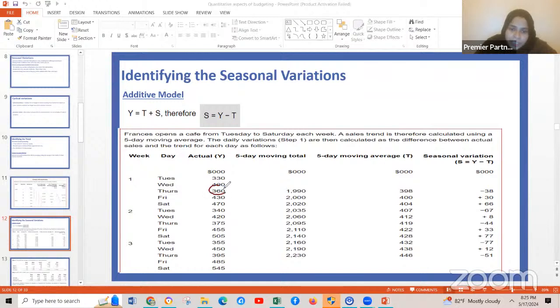Then to find the seasonal variation: 360 minus 398 is minus 38. That means on this day there is a seasonal variation of minus 38. Here 430 minus 400 is plus 30. 470 minus 404 is plus 66. Like that, you calculate the seasonal variation.